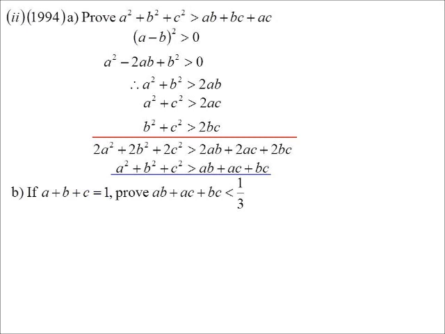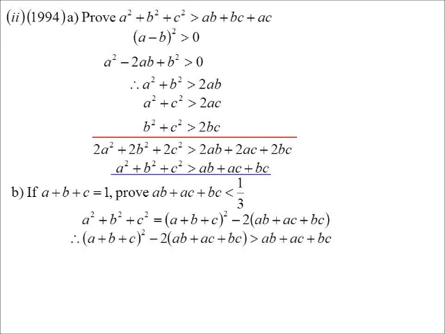Well, in that case, it's still part of the same question. If A plus B plus C is equal to 1, let's prove that AB plus AC plus BC is less than a third. Okay. Well, A squared plus B squared plus C squared, we know is going to be A plus B plus C all squared minus 2 times the product.